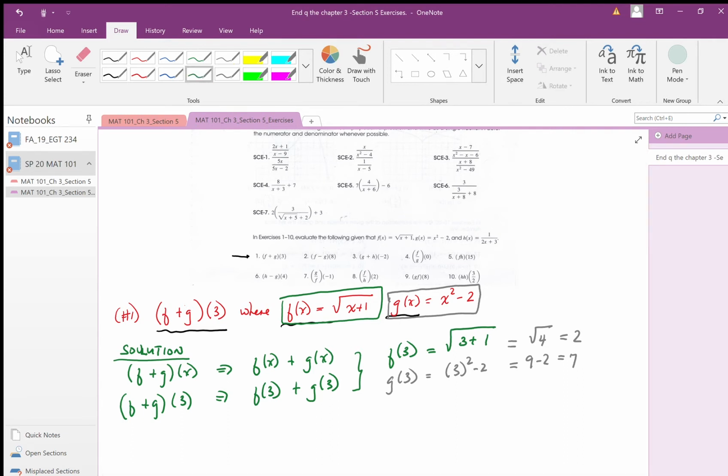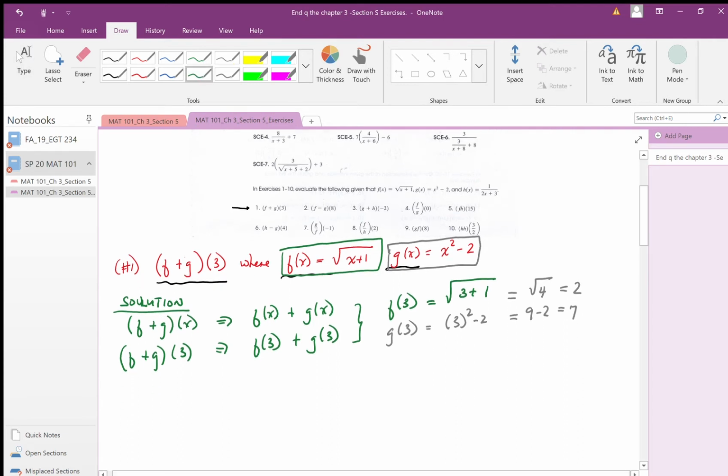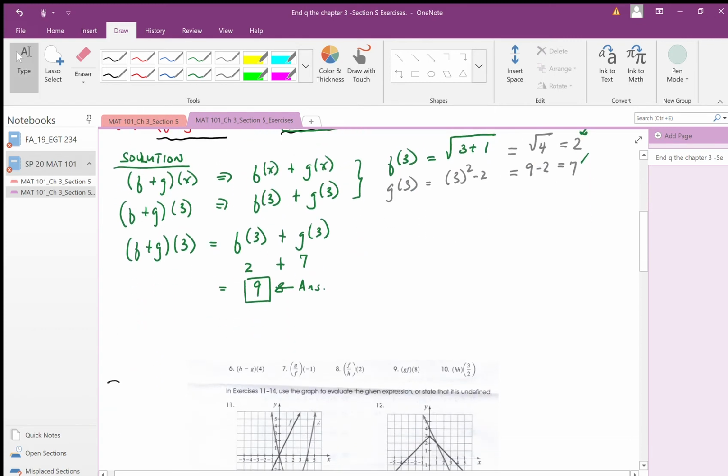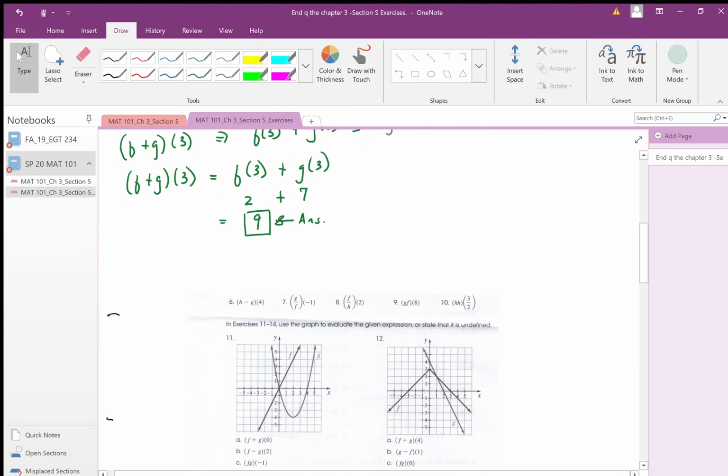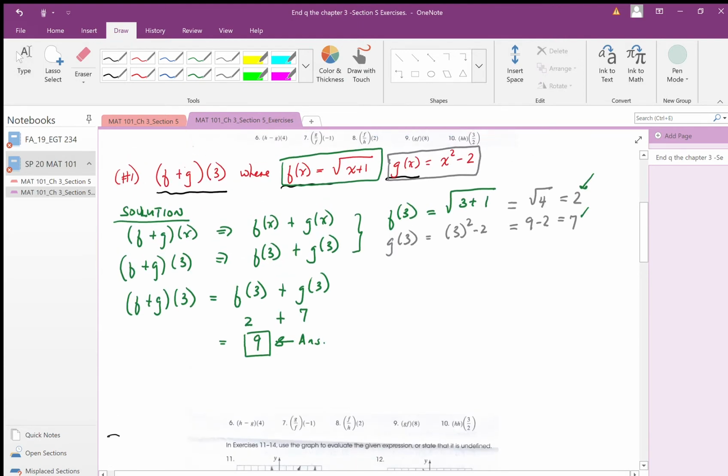Therefore, f plus g of 3 is going to equal f of 3 plus g of 3, right? My f of 3 was 2 right here, and then my g of 3 was 7. So my answer would be 9. This is your answer right here. Okay, all right, let's do number, I think I did number 6.